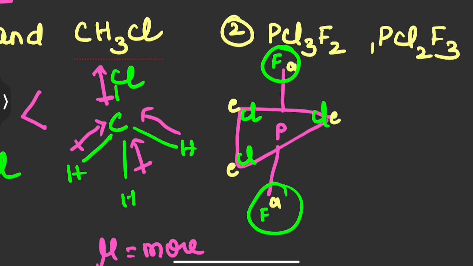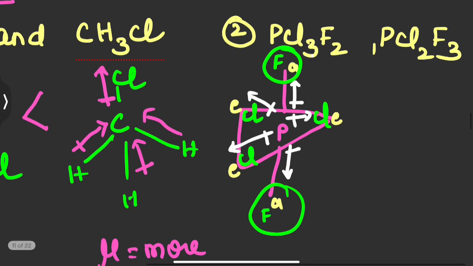So now write their dipole moment. Here you know that fluorine is more electronegative than phosphorus. Therefore, you will write the dipole moment direction like this. And for chlorine, towards chlorine like this, and towards chlorine like this. So the dipole moment exerted by this fluorine and this fluorine are opposite in direction. Therefore, they will cancel each other.